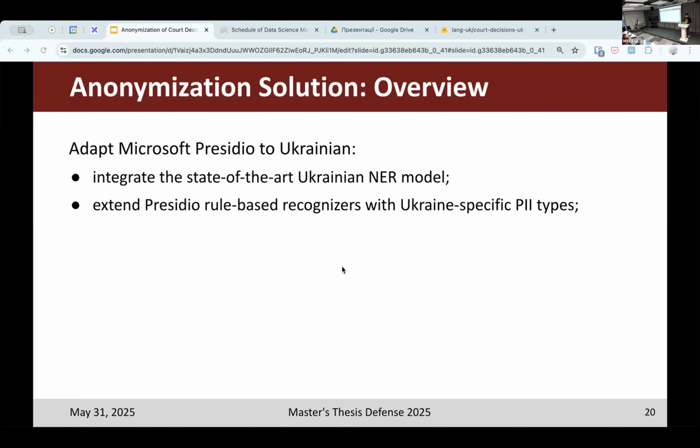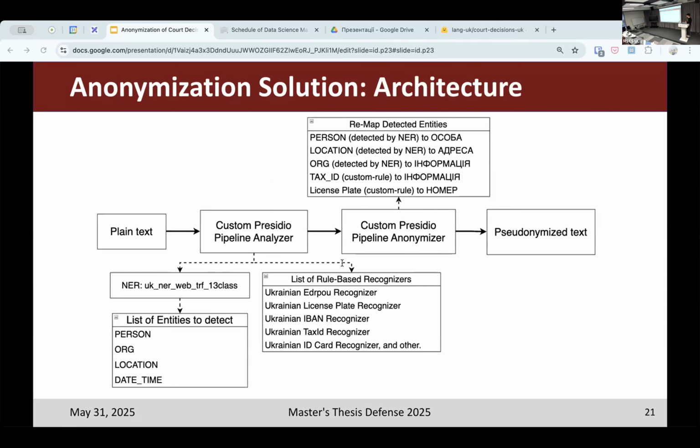And now we actually can use this data to test and develop our anonymization solution by integrating current state-of-the-art NER into Microsoft Presidio. So it's just a framework which has some default settings, but it can be customized. And we also extended Presidio rule-based recognizers with a set of custom Ukrainian-specific ones.